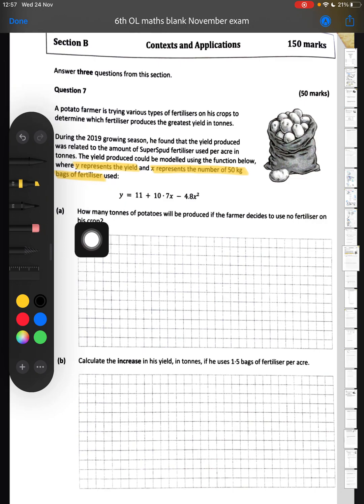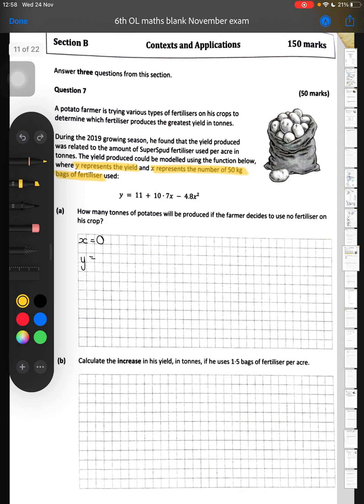Okay, so it says, how many tons of potatoes will be produced if the farmer decides to use no fertilizer on his crop? So if he uses no fertilizer, that means he uses no 50 kilogram bags of fertilizer, so x is going to be 0. So x there is equal to 0. I'm going to use this equation. I am looking for how many tons of potatoes. So yield means the amount of potatoes, the amount of tons of potatoes.